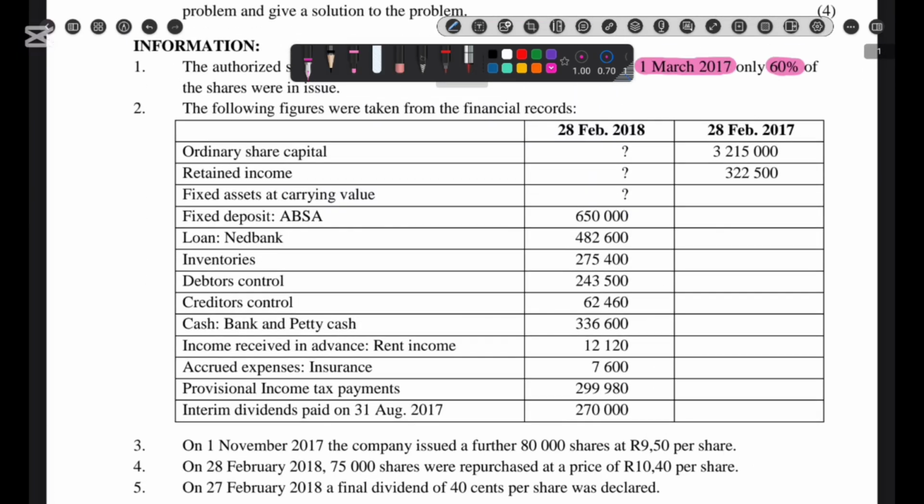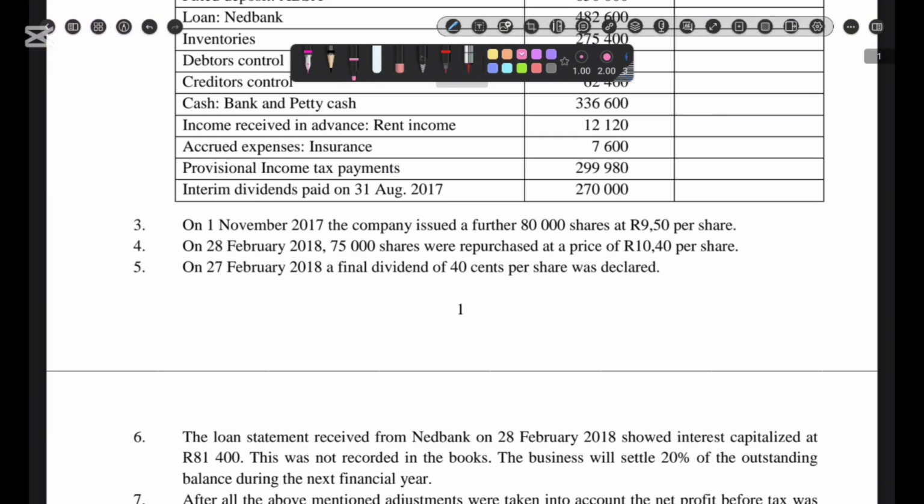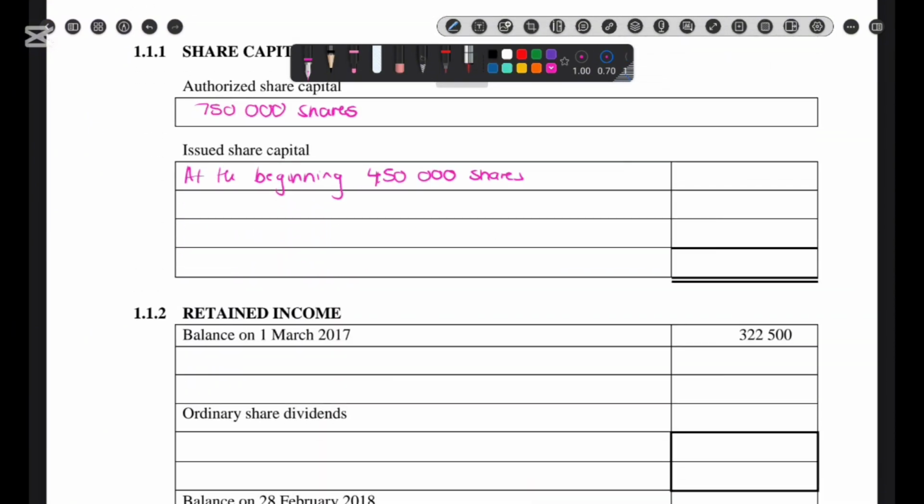Then the next thing that we can read about is that they told us the following figures were taken from the financial records. Remember, your financial records are your rand amounts. So here we can see that the ordinary share capital, we have an amount on the 28th of Feb 2017, 3,215,000. Remember, this is the closing balance from last year, so it becomes my opening balance for this year. So at the beginning of the year, I have 3,215,000 rands for my shares issued at the beginning.